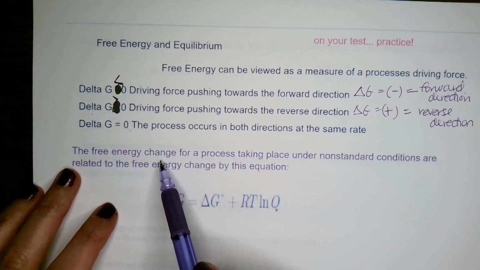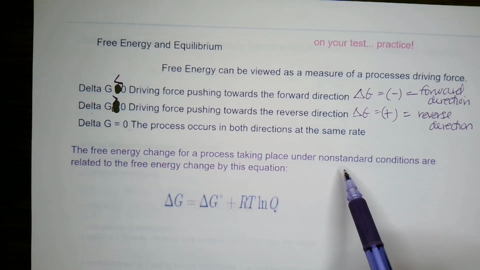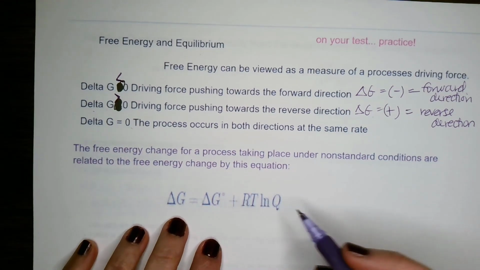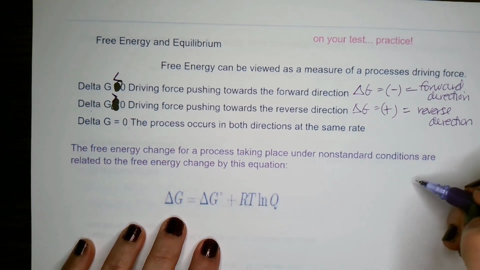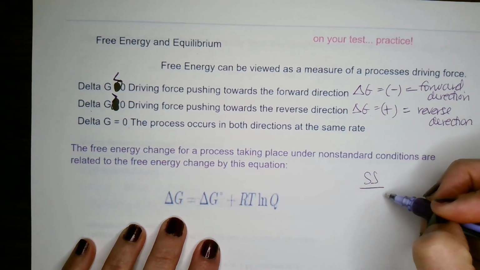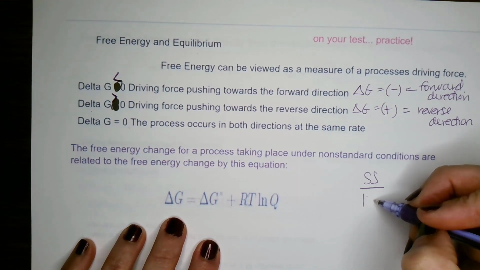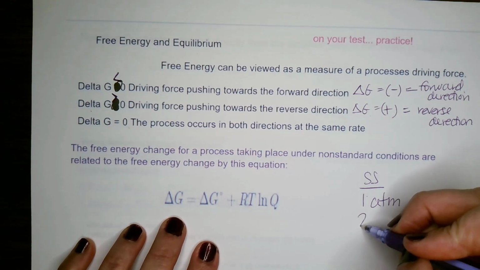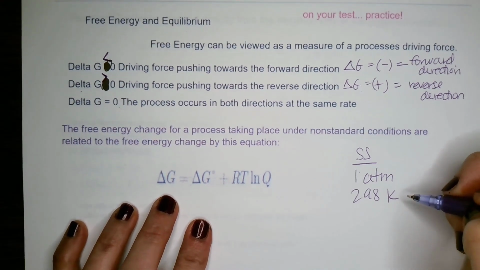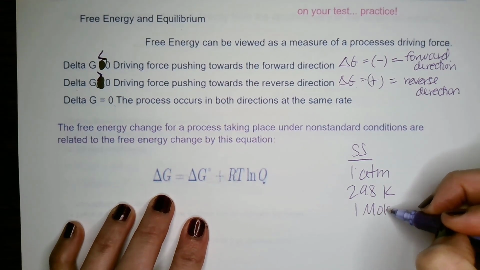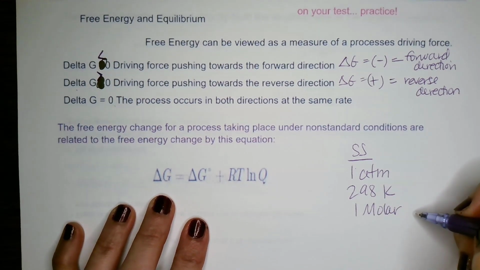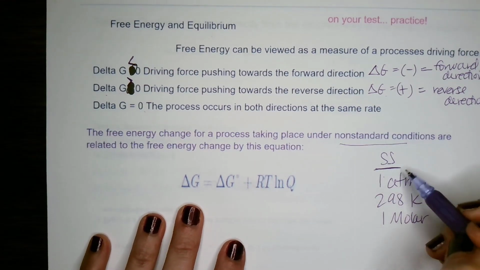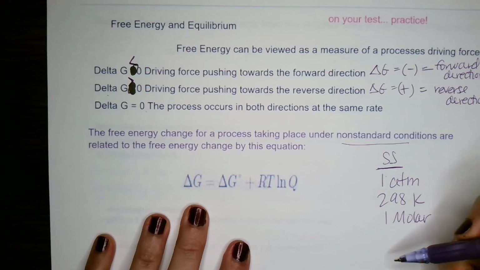So the free energy change for a process taking place under non-standard conditions is related to the standard free energy change by this equation. So we've been talking about standard state conditions, and we know that standard state conditions are under 1 atmosphere of pressure, 298 Kelvin, 1 molar solution concentration. But what if it's not standard conditions? What if we're not under these ideal situations?